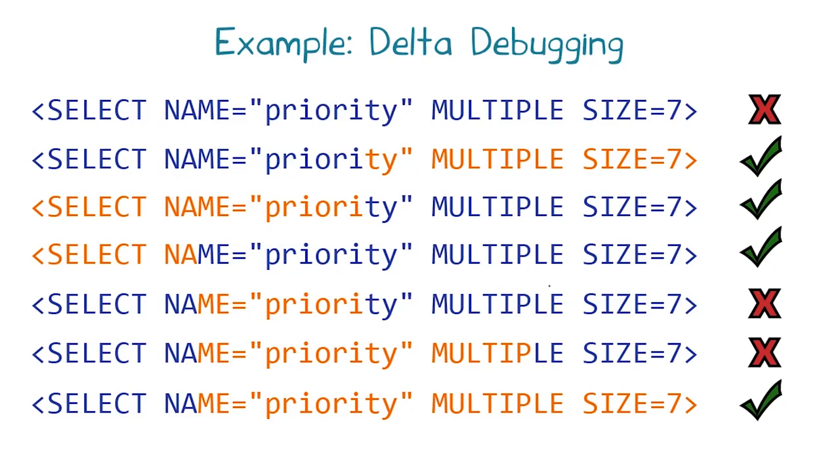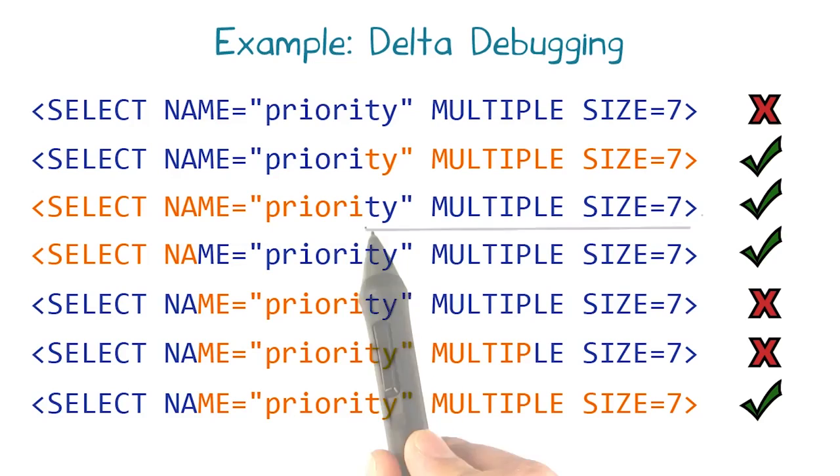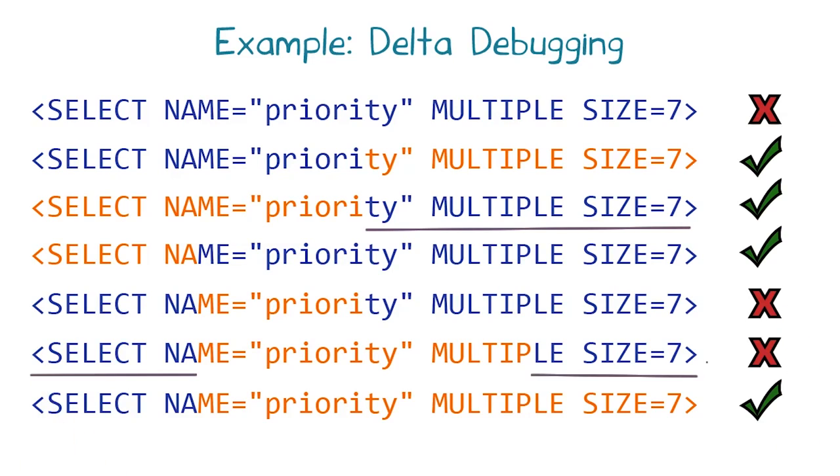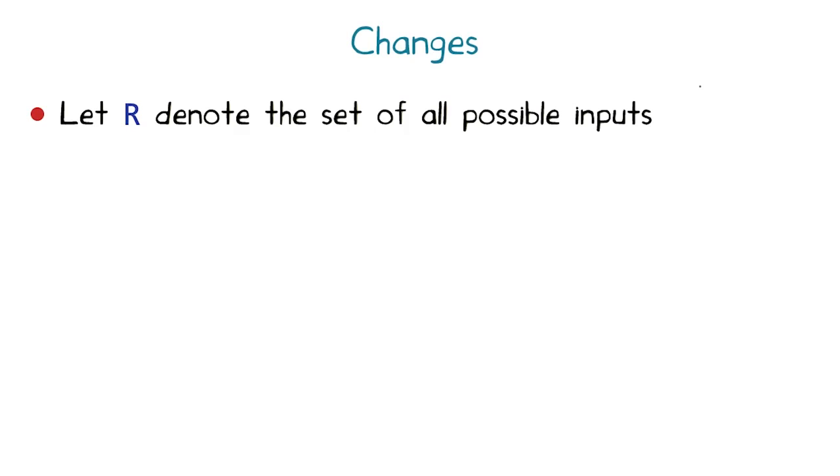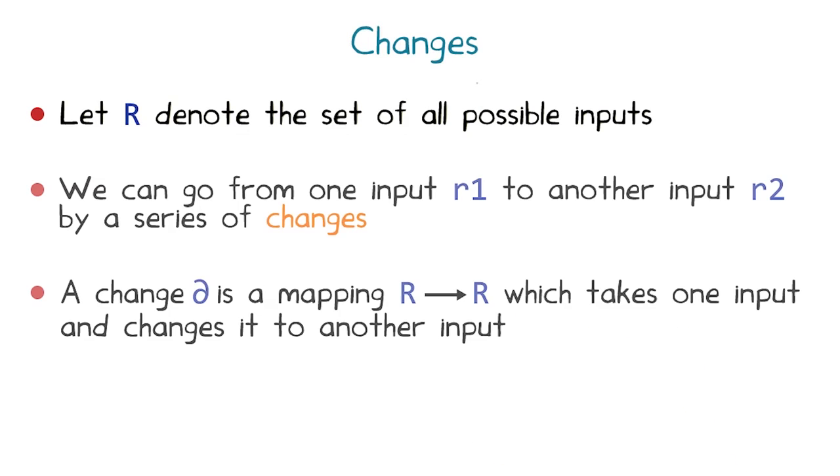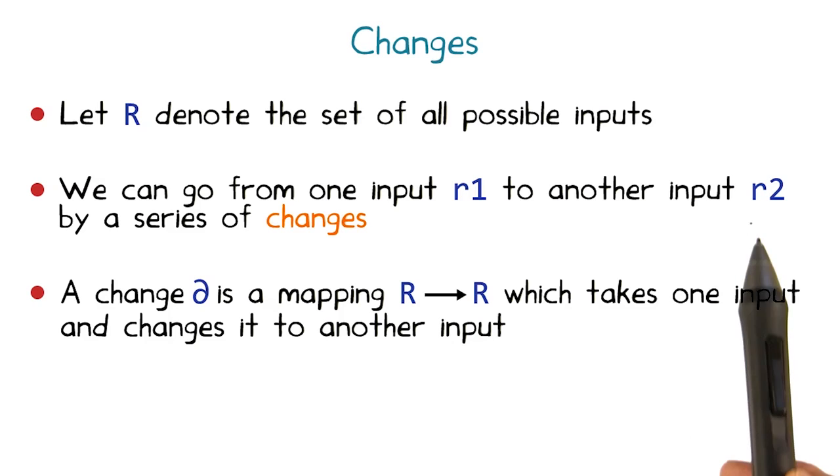An example of RP is any of the following passing inputs, such as this one. An example of RF is any of the following failing inputs, such as this one. The key building block in the delta debugging algorithm is the concept of a change, which is how one input is transformed into another. Formally, a change delta is a mapping from the set of all test inputs to itself. In other words, it is a function which takes a test input R1 and returns another test input R2.